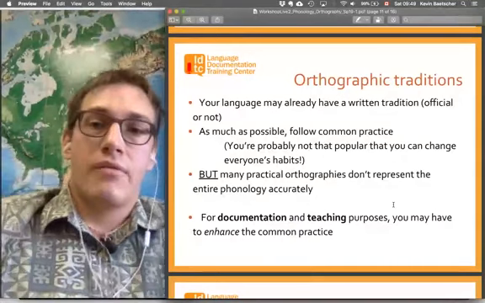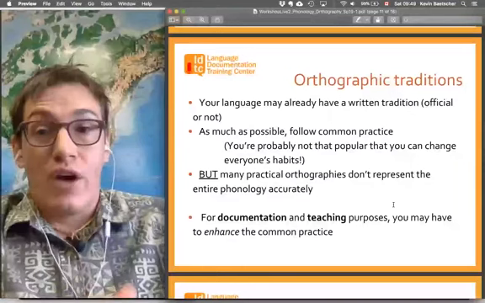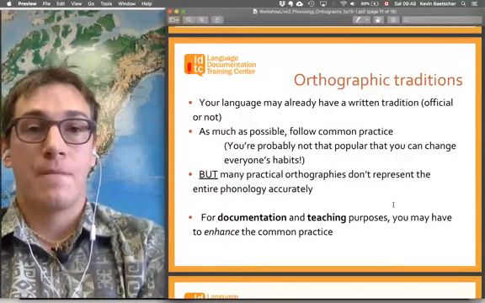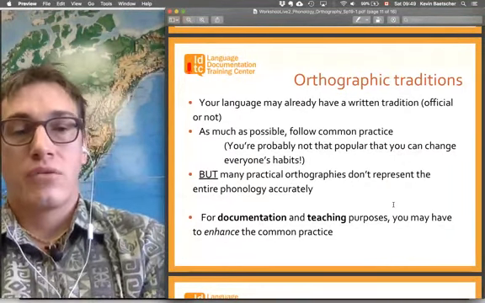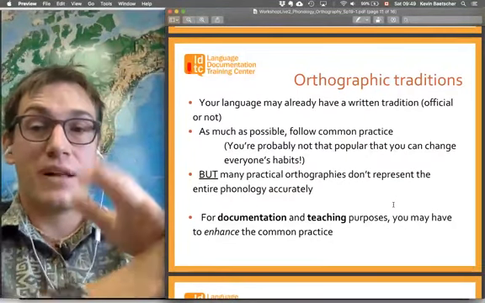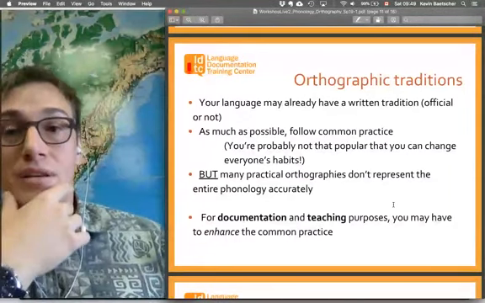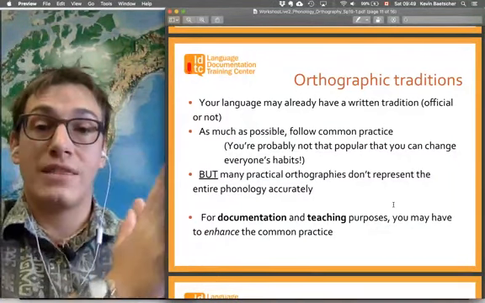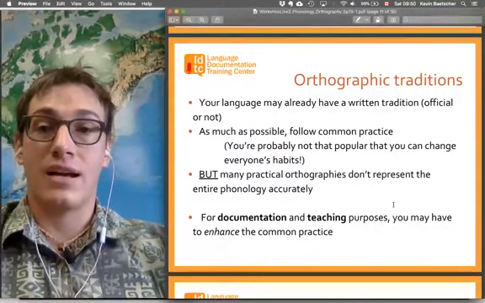So when there is already a standard, you should probably use that one. When people write the language, but it's not really standardized, then you should pay close attention to that and follow it as closely as possible. But also, you have to consider that sometimes the same language can be spelled in various different ways. If it's not standardized, probably that's the case. A lot of practical orthographies don't represent the entire phonology accurately, like I just told you before with the case of Tagalog, right?